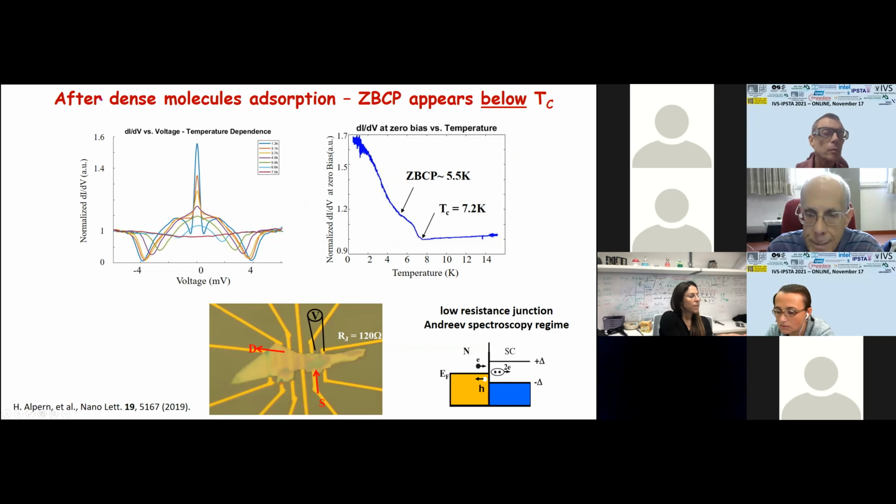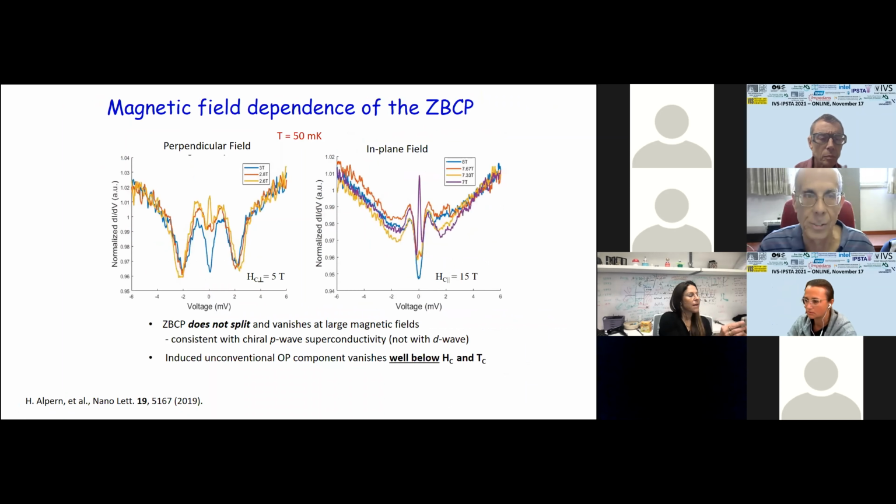Now we have a dense molecules adsorption. This is the flake on pre-patterned electrodes. In this case, we had good contacts between the electrodes and the flake, so we are not in the tunneling regime, but in what's called the Andreev spectroscopy regime. Superconductivity, which emerges at 7.2 K, manifests itself by this dome structure because the conductance increases because of the Andreev reflection. But then at somewhat lower temperature, 5.5 K, we see the emergence of a very sharp zero bias conductance peak, which is related, we think, to this unconventional superconductivity.